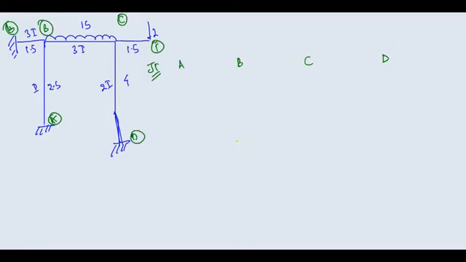There are many ways to solve this. Either you can take A, B, C and D, or I will show you a little difficult way to solve this. You can take E, B, C and D. F is obviously not required, it is overhang. I am not considering this part, this leg.